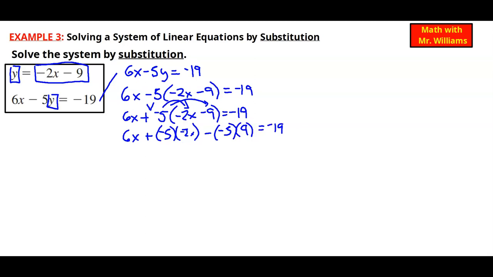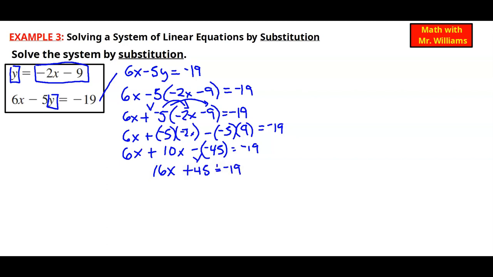All right, so now we bring down the 6x, and we have plus negative 5 times the negative 2x will get us a positive 10x. We have minus, we have negative 5 times a positive 9 will get us a negative 45 equals that negative 19. Let's go ahead and combine the 6x and 10x. That'll give us 16x. Now we have a minus negative here, so what I'm going to do is change that to adding its opposite. So plus 45 equals negative 19.